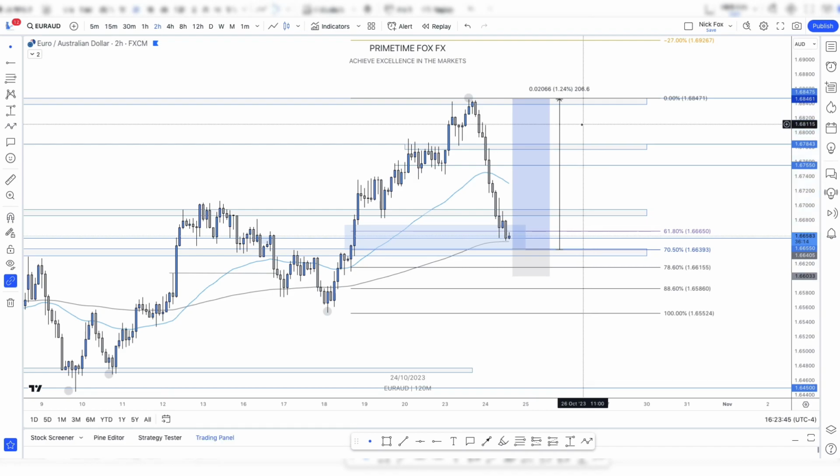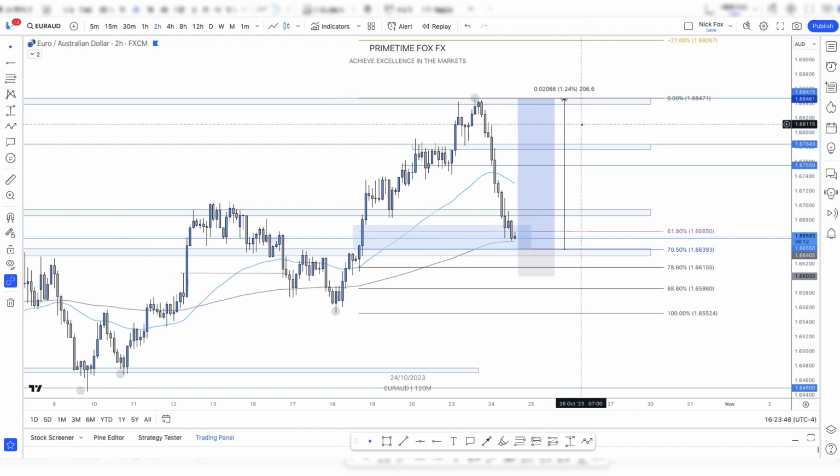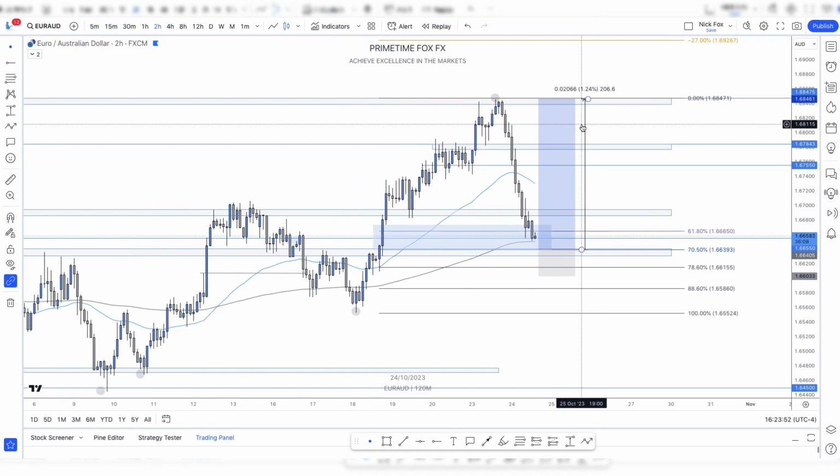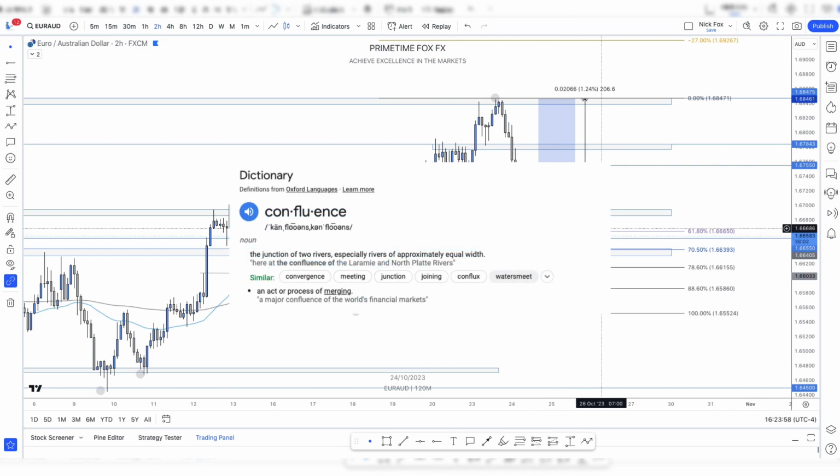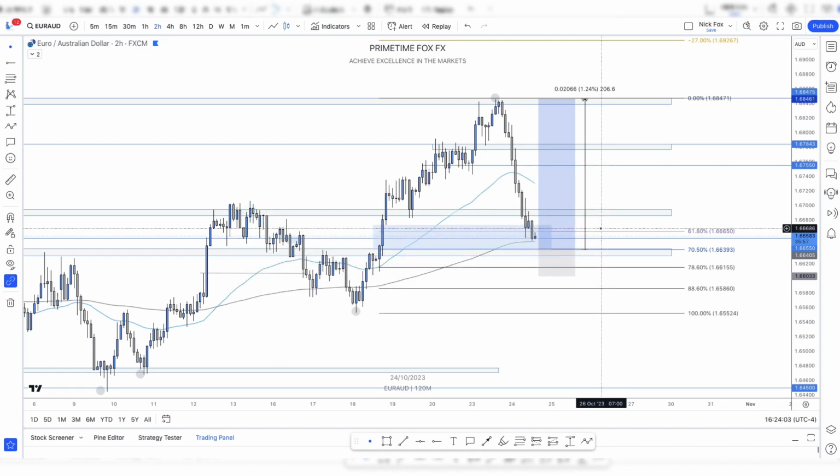And that is my full analysis on EURAUD. Again, my trading system is very basic. It's just aligning all different confirmations in one specific area in the market. Kind of like the definition of confluence. It is two or more rivers converging into one specific area. And I apply that same exact concept into my semi-professional trading.